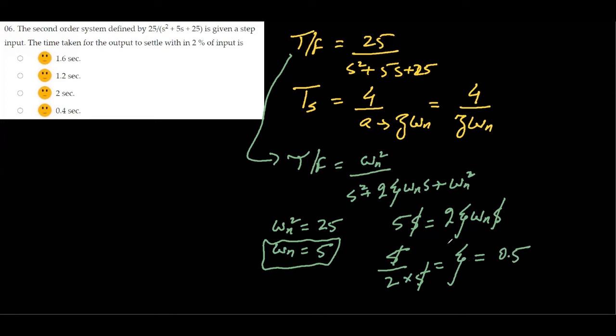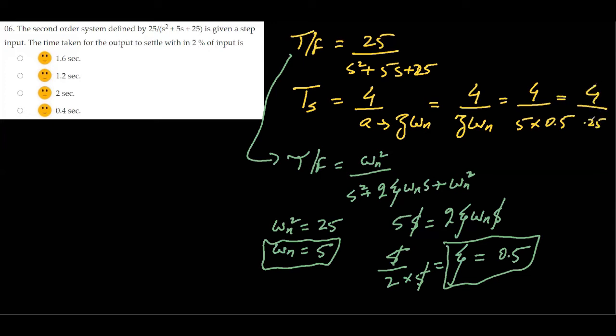So now you need to put this zeta and omega n value in this equation. So you will get 4 divided by 5 times 0.5. So this will be 4 divided by 2.5, that will be equal to 1.6 seconds. So option A will be the correct option.